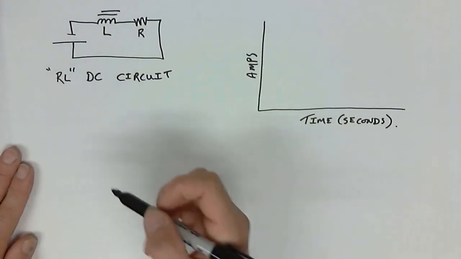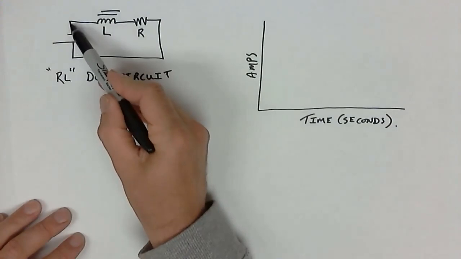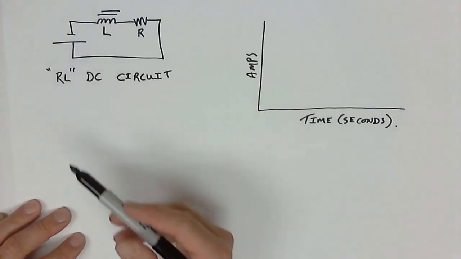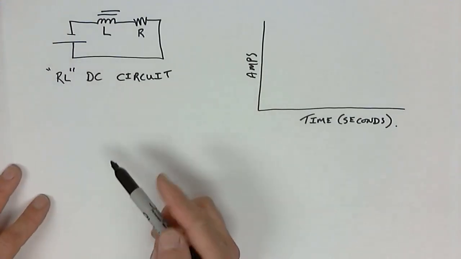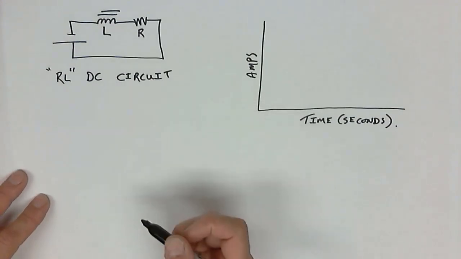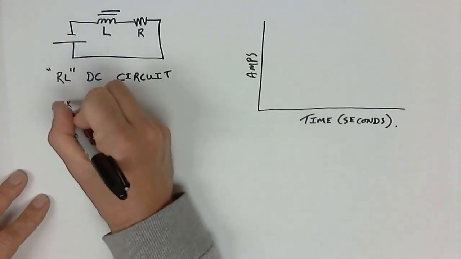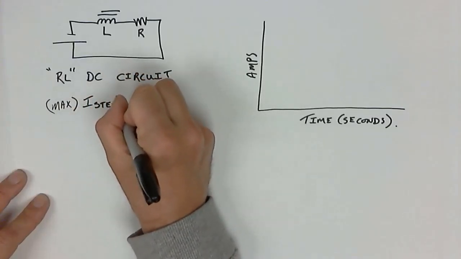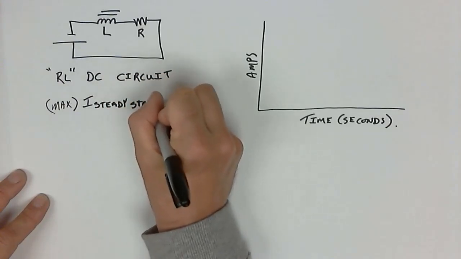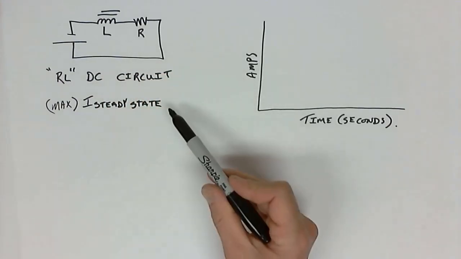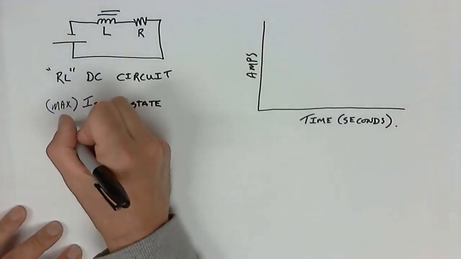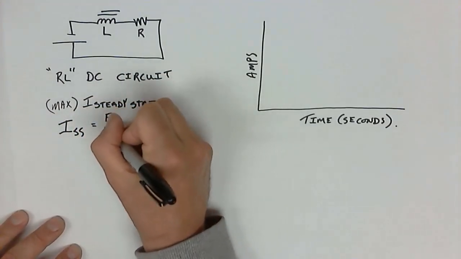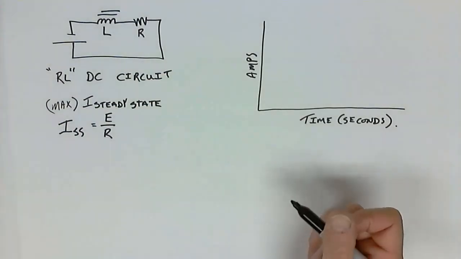In an RL DC circuit, the amount of current that will flow within the circuit will have a maximum value that is determined by the resistance, which is here. The maximum current within this circuit is referred to as the steady state. That means once the current has stopped rising and has reached its maximum value. In a DC RL circuit, I steady state is equal to the DC voltage divided by the resistance.